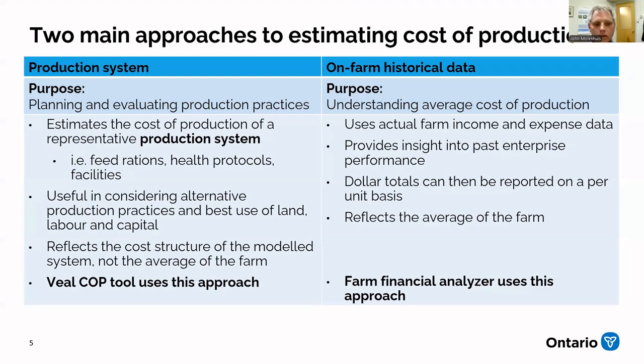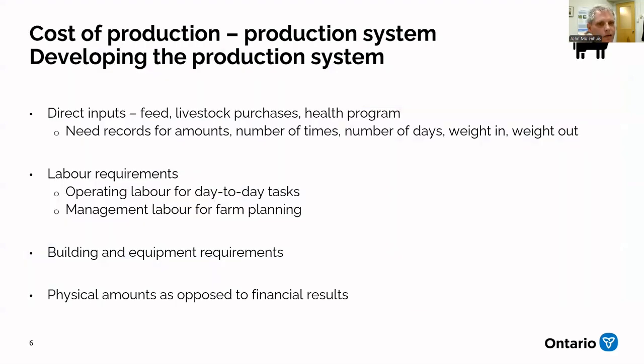And like I say, the VLCOP tool was developed and it is using that production systems approach. And we have a relatively new tool, this Farm Financial Analyzer, that allows producers or farmers to put in their own income and expense information from their financial statements, from their income tax forms, and allows them to get to a cost of production based on the format of a typical financial statement. So we have both of those tools, and we'll walk through those today. So on the production system side of things, just to elaborate a little bit more, it is more about the physical aspects, the production aspects first.